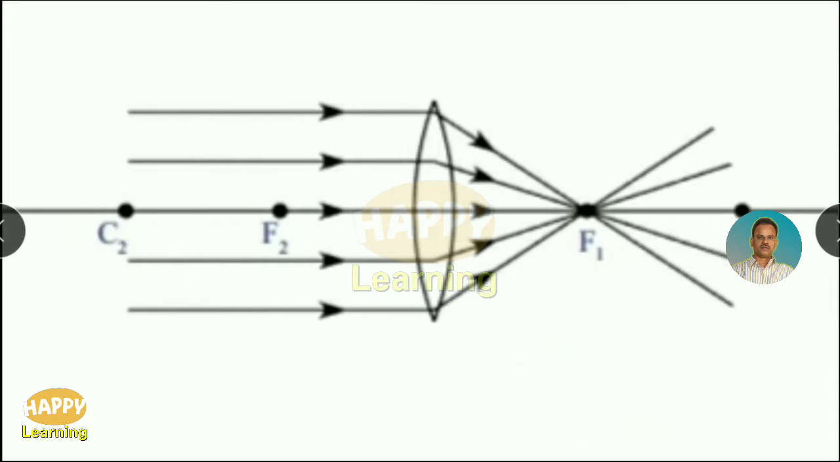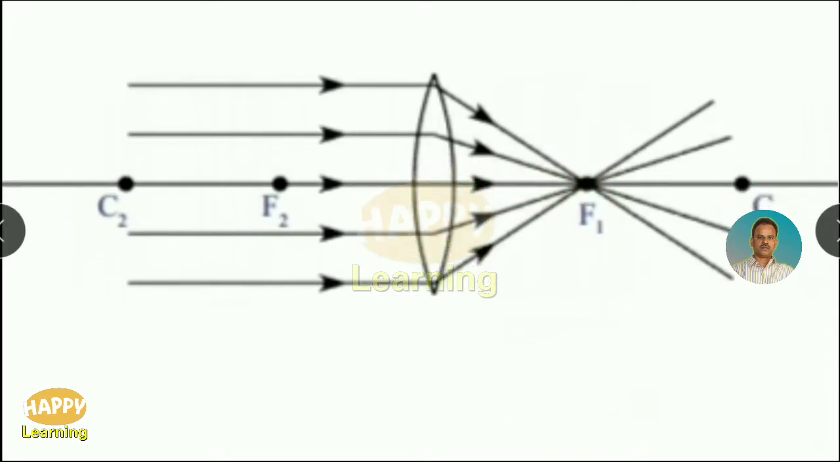Next. Here parallel rays are coming. These rays are parallel to the principal axis. They pass through a convex lens. This is a biconvex lens. They all pass through a point, or you can say converge to a point. They meet at a point. That point is called focus. And this distance from center to focus is the focal length, small f.